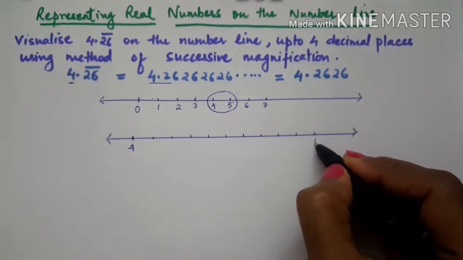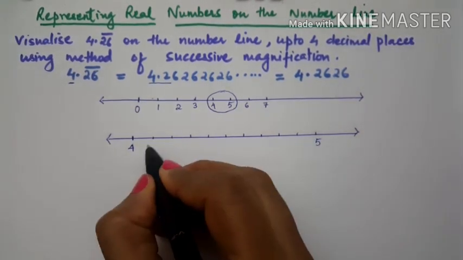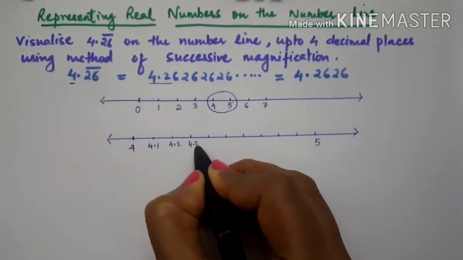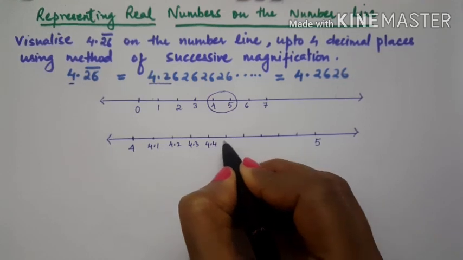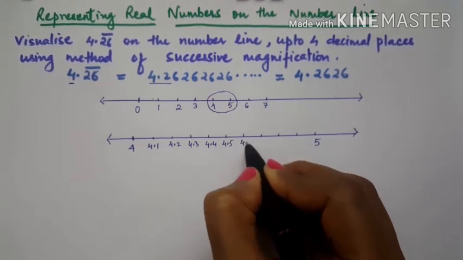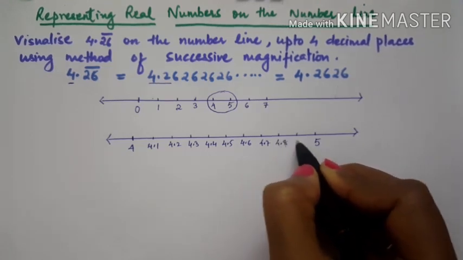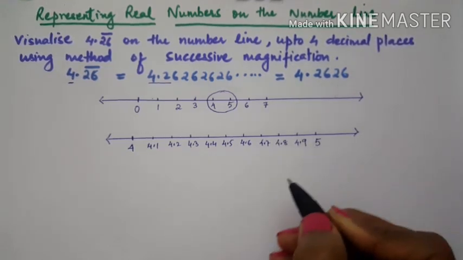Now you have divided the number line between 4 and 5 into 10 parts. So the number after 4 will be 4.1, 4.2, 4.3. Likewise, mark the number line.